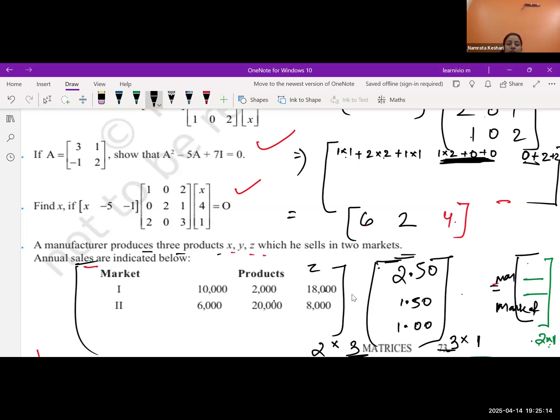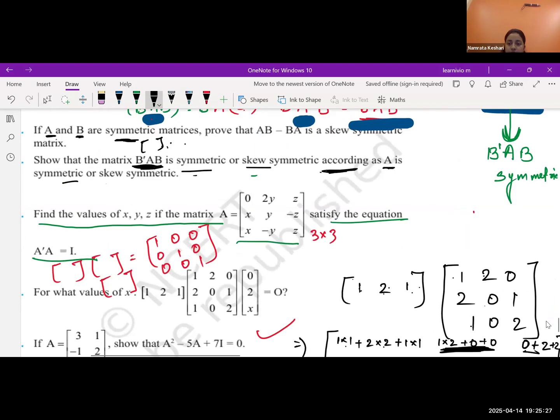Okay, so profit means total income minus the price which we have paid while buying, right? Yes. Okay, so yeah, the final amount is correct.